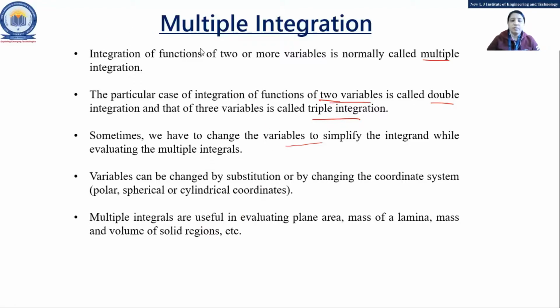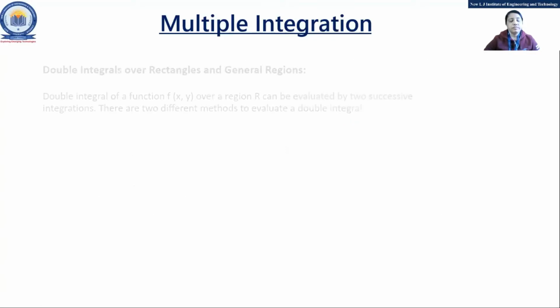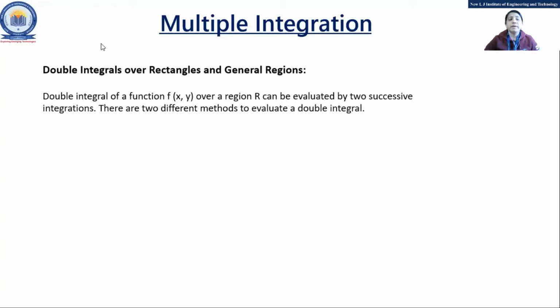So this is about multiple integration. That means more than one variable is there. If two, then it is double; if three variables, then it's a triple, nothing else. Now the next thing is double integral over rectangles and general regions.